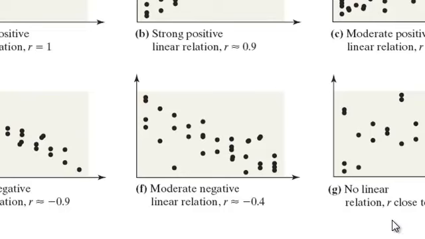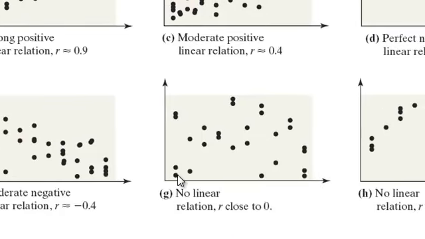And if we look at example G, you notice what happens as x increases, y is just all over the place. There's no systematic increase or decrease in y as x increases. So what we would find here is our R correlation coefficient would end up being close to 0, and we'd conclude there's no linear relation between x and y.